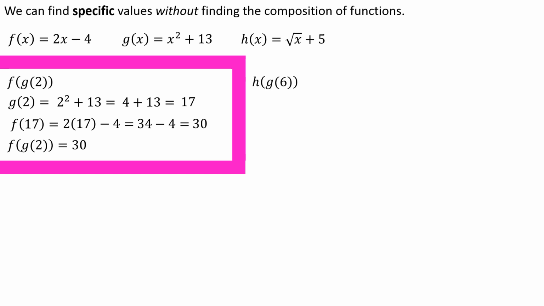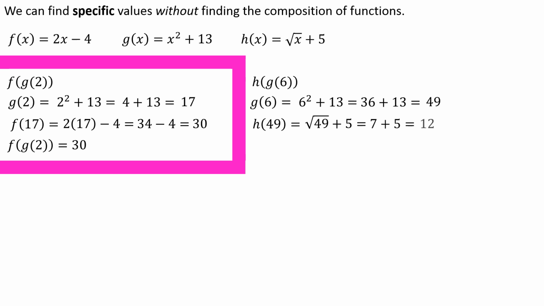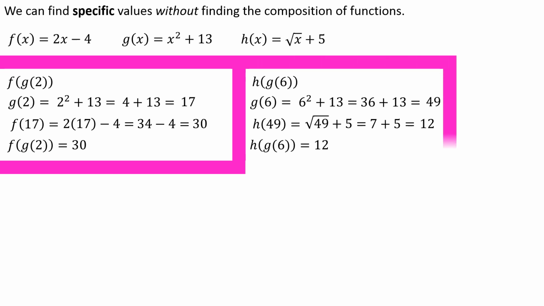Let's try h of g of 6. Okay, we better start with g of 6. Anytime I plug a number into g, I need to square it and then add 13. So let's square it, add 13. We've got 49. Now I will take that 49 and plug it into function h. Function h says, anything you plug into me, take the square root, add 5. So h of g of 6 has a value of 12.